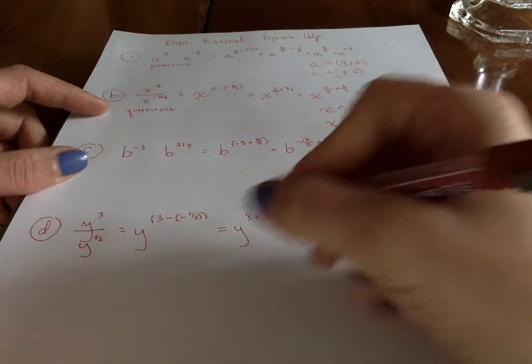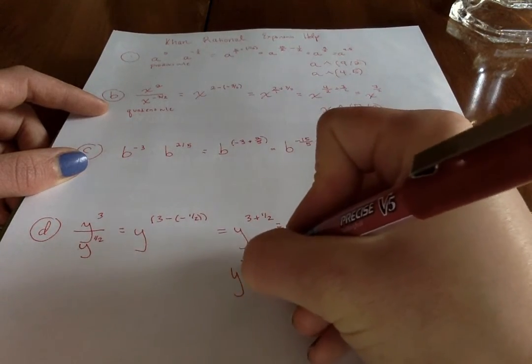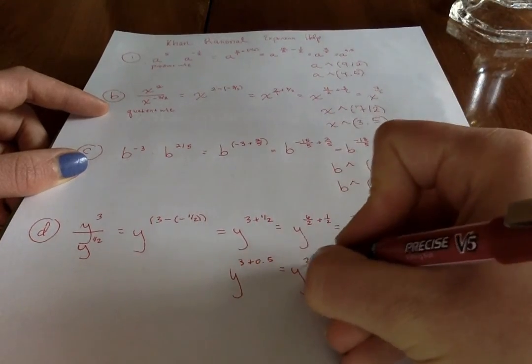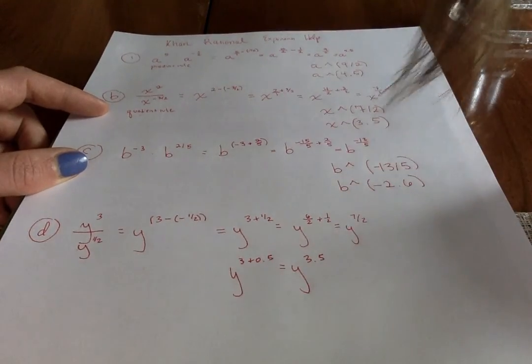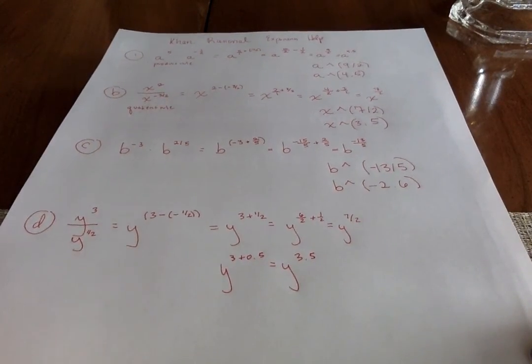Or if you had done it with decimals, it would have been 3 plus 0.5 equals y to the 3.5. And you type that in Khan Academy accordingly. Okay, hopefully this helps you with the Khan Academy problems.